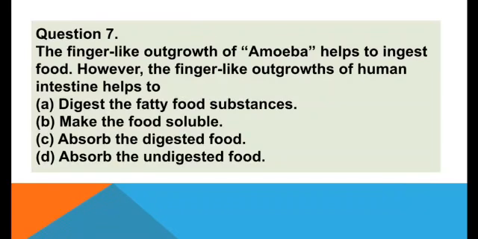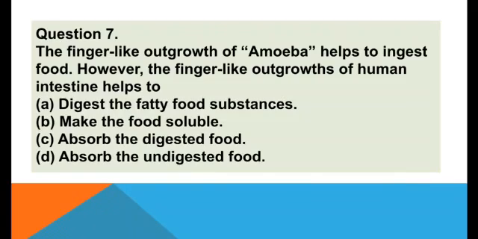Now we have question number 7. The finger-like outgrowth of amoeba helps to ingest food. However, the finger-like outgrowth of the human intestine helps to. Your options are option A, digest the fatty food substance, option B, make the food soluble, option C, absorb the digested food, and option D, absorb the undigested food. So as we know, finger-like projections are found in the amoeba, which helps it ingest food, which helps them to eat food.